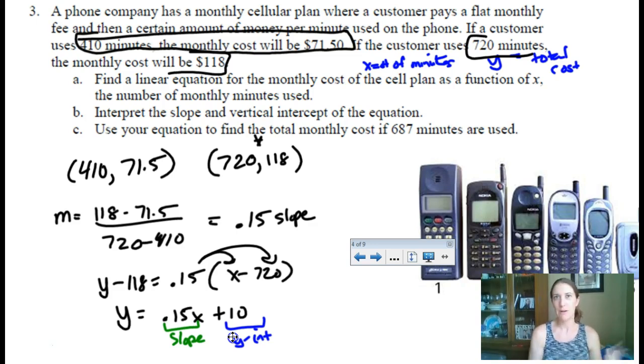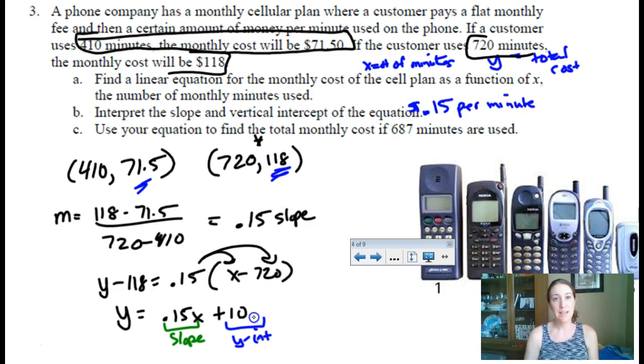Like, I can't just run around my job screaming numbers and variables at people, unless you're a math teacher. So they want to know what does this information mean? You've got to explain it to everybody else. They're paying you the money, right? So the slope, remember, is rate of change, and we calculated it by figuring out the difference in the amount of cost, divided by how many minutes were used. So the 0.15 means that is the cost per minute. So it's 15 cents per minute is how you can interpret the slope.